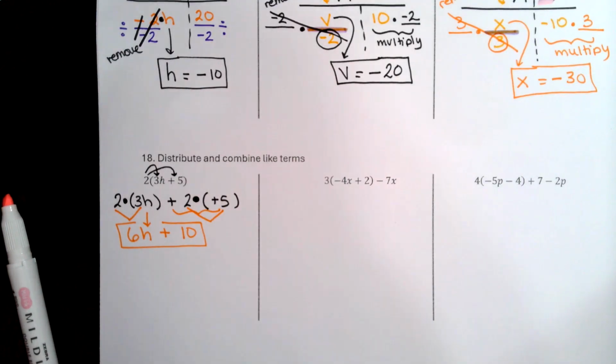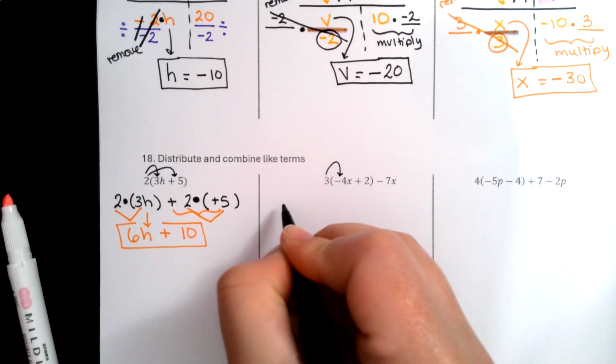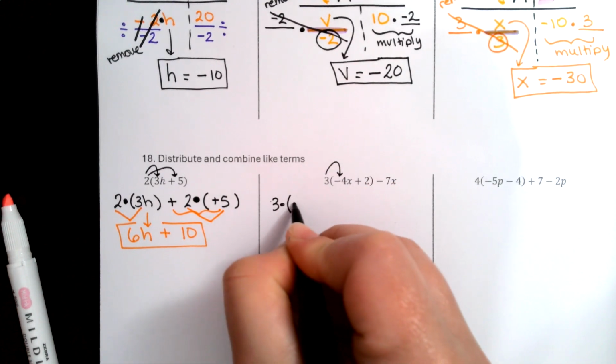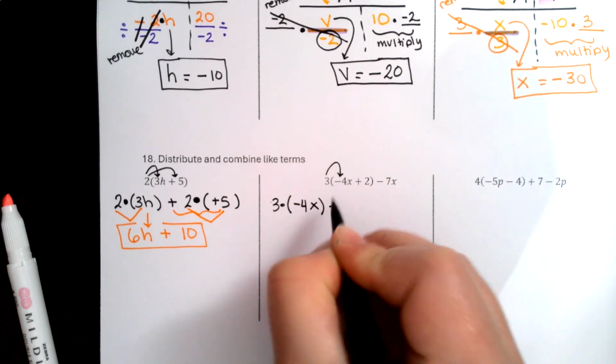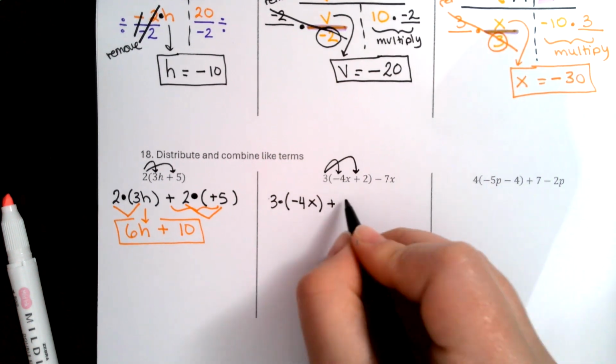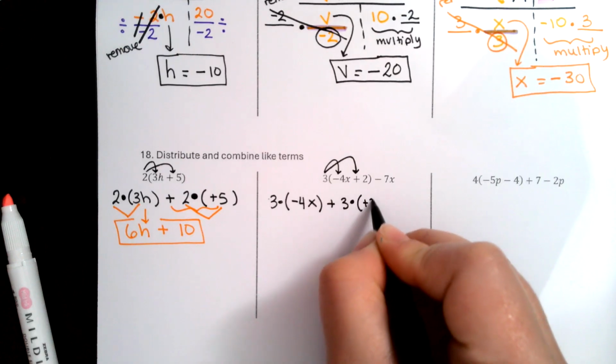Okay, let's go ahead and distribute again. We got 3 going onto negative 4. So 3 times open negative 4x. And 3 going to positive 2. 3 times open, positive 2, close it.